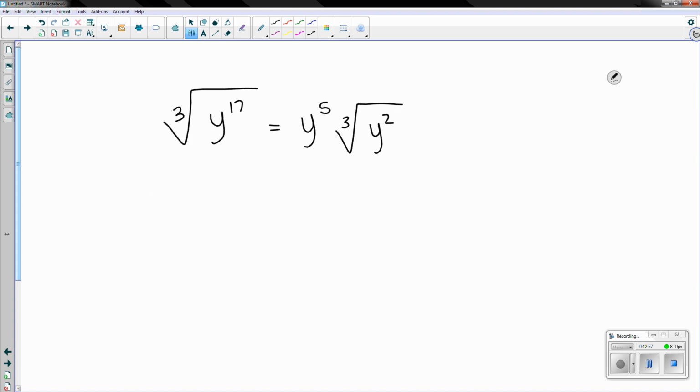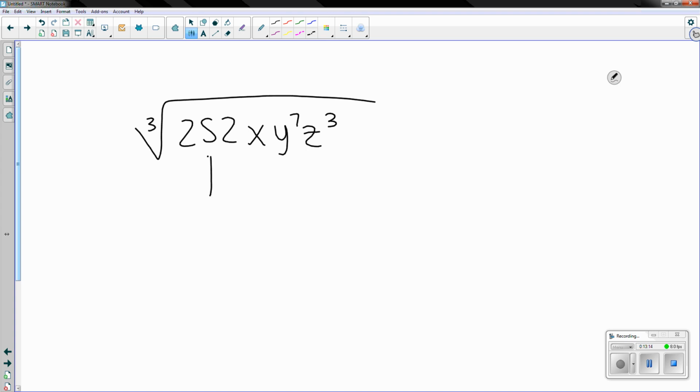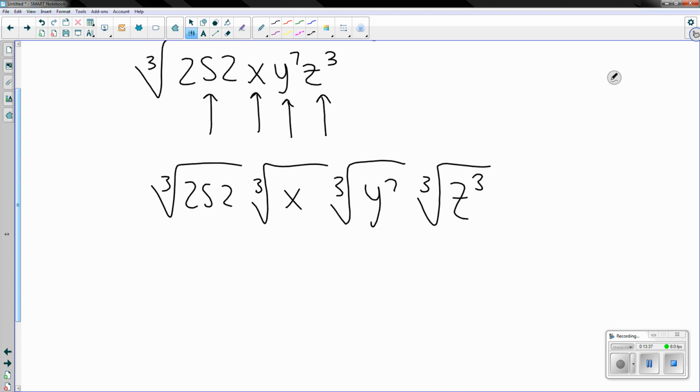And lastly, what we might see is a combination of numbers and letters. So what if we had something like this? Well, you see there are 4 terms underneath this radical. So you can think of this as like 4 subproblems where I can do the cube root of 252, I could do the cube root of x, I could do the cube root of y to the 7th, and I could do the cube root of z to the 3rd and handle each one on its own and then multiply the result at the end. So that's another strategy you can utilize.